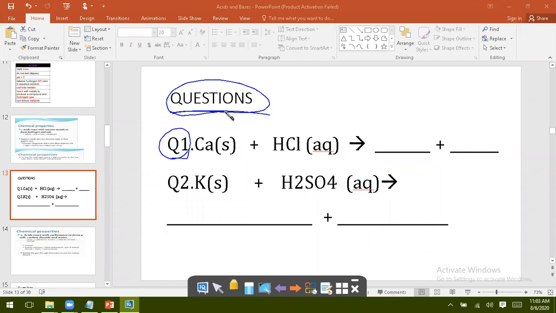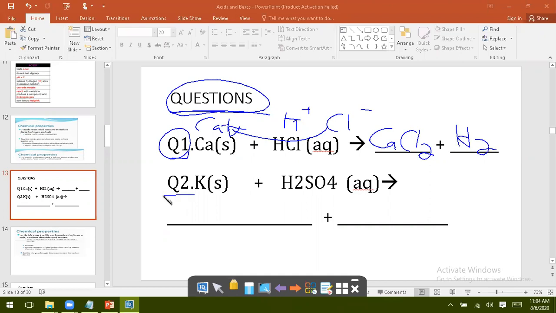So calcium reacting with hydrochloric acid, we have calcium, in water, would be calcium ion plus hydrogen ion and chloride ion. Chloride ion will go with calcium ion and will form calcium chloride, which is the salt, CaCl2, and hydrogen gas is one of the products.